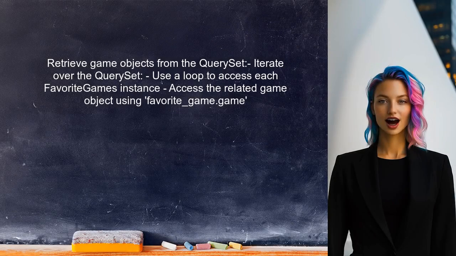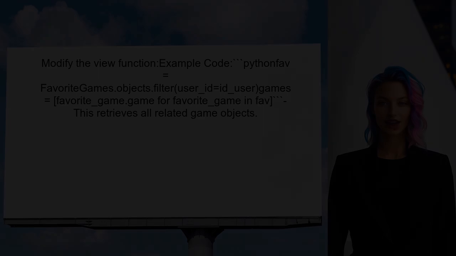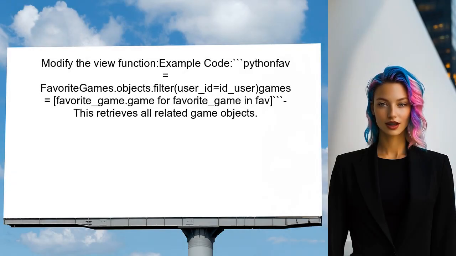Next, the user needs to retrieve the actual game objects from the QuerySet. This can be done by iterating over the QuerySet to access each favorite games instance and then getting the related game object. The user can modify the view function to correctly access the game information. Instead of trying to access game ID directly, they should loop through the favorites and extract the game details.